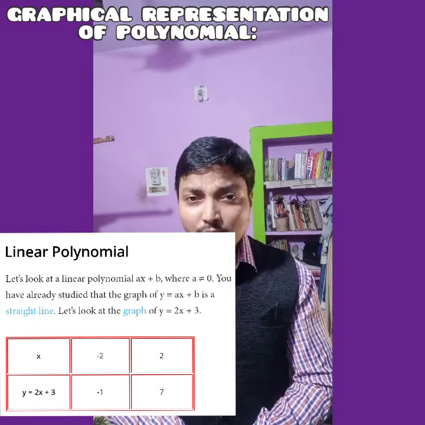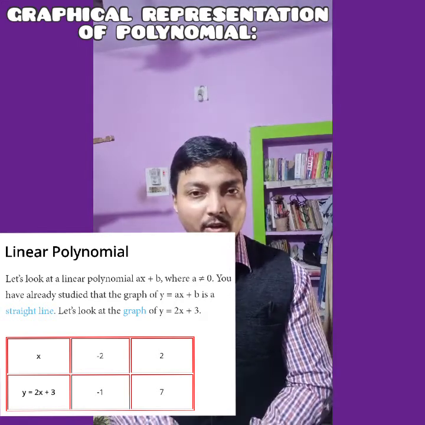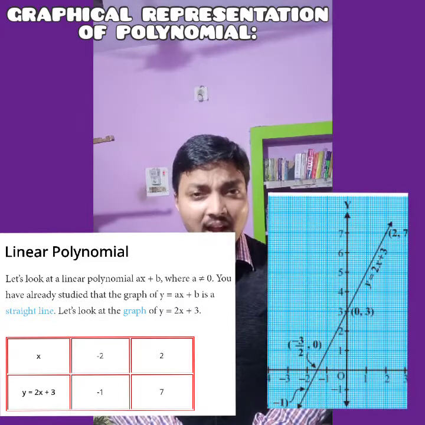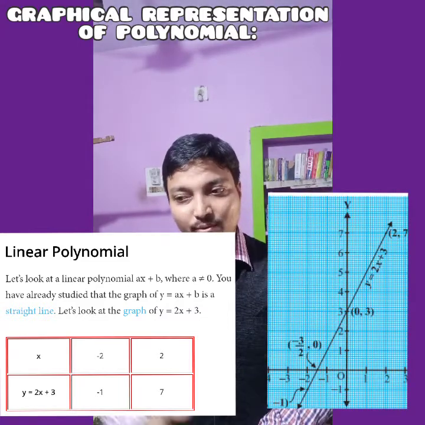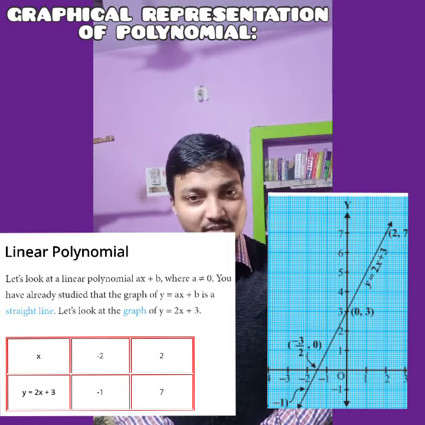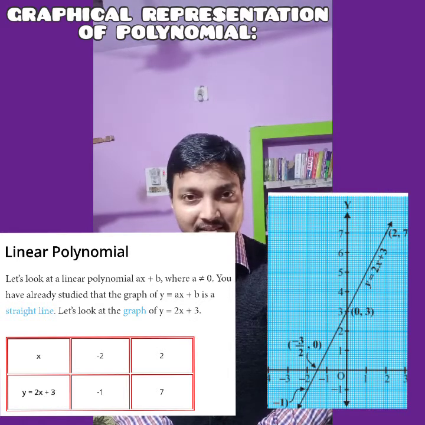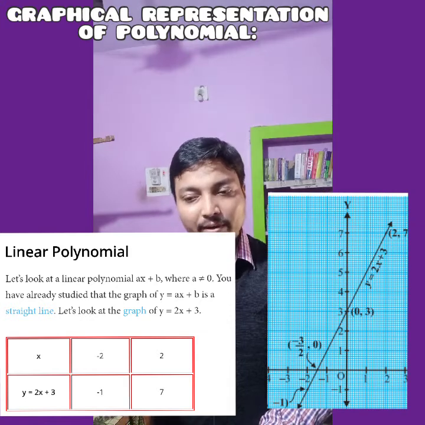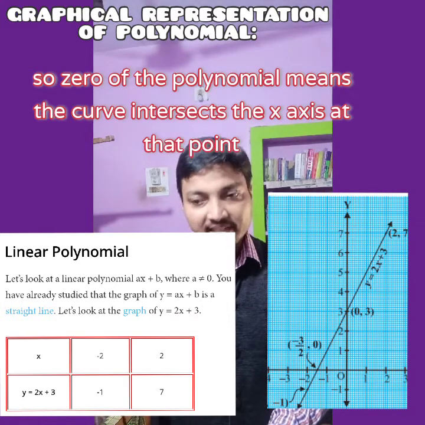As everyone knows, the graphical representation of a linear polynomial is always a line, and to construct a line only 2 points are required, and we have already got the 2 points in coordinate form. One is minus 2, minus 1, another one is 2, 7. So on the graph paper, whenever we plot it, it will look just like this. You can see in the picture.